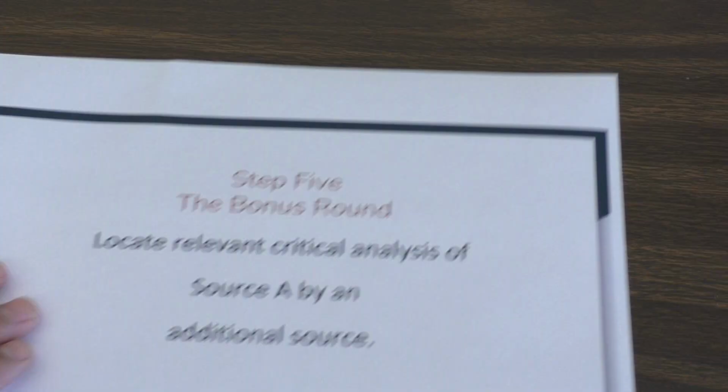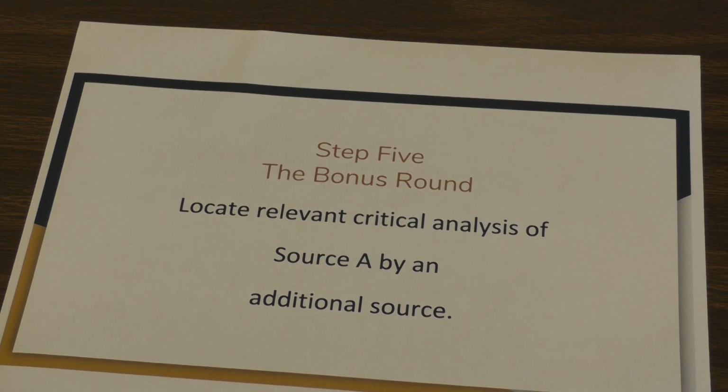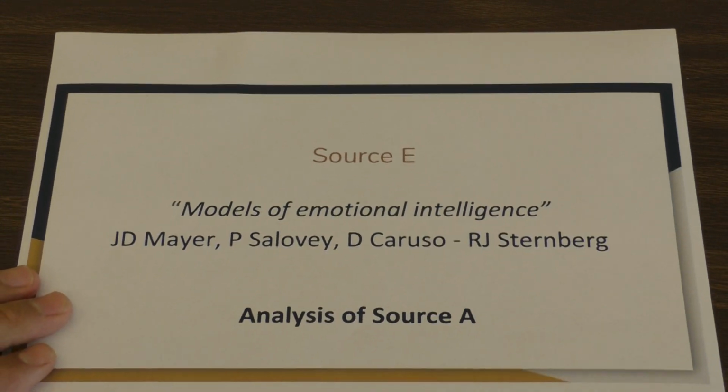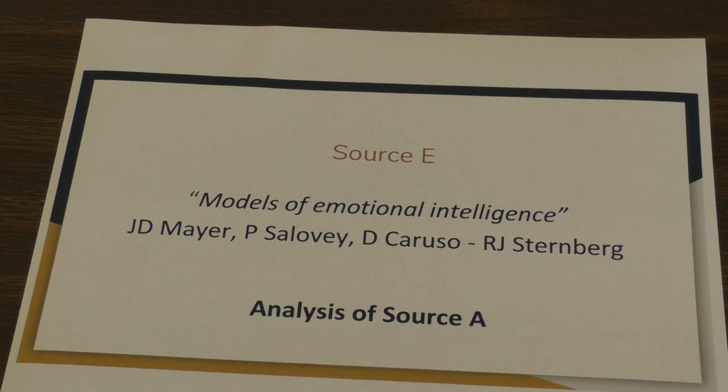At this point, I already have 4 sources, which brings me around to step 5, or what I like to call the bonus round. Locate relevant critical analysis of source A by an additional source. And in this case, we end up with source E, Models of Emotional Intelligence by J.D. Mayer, P. Salovey, D. Caruso, and R.J. Sternberg. This is analysis of source A.